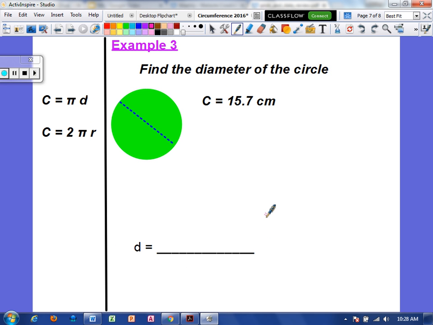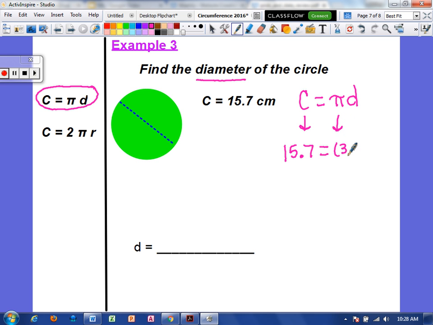All right, example 3. We are given a circumference, but now we have to work backwards to find the diameter of the circle. So since we're finding diameter, we are going to use this formula that has the letter D for diameter. So circumference equals pi times the diameter. The circumference is 15.7. So I need to make sure I plug that in the formula. We know that pi is 3.14. And the diameter we don't know, so we just leave that as a letter D.